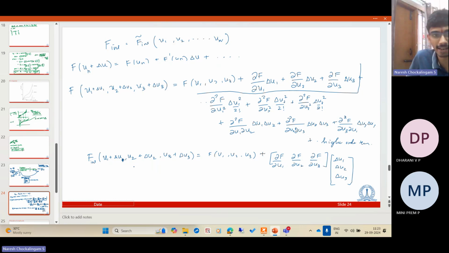So this is for a scalar f, but f also is a vector, right? You have a force vector. So f internal is also at every node you will have internal forces, net internal forces. So this is a vector, which means you'll have f1, f2, f3 internal.